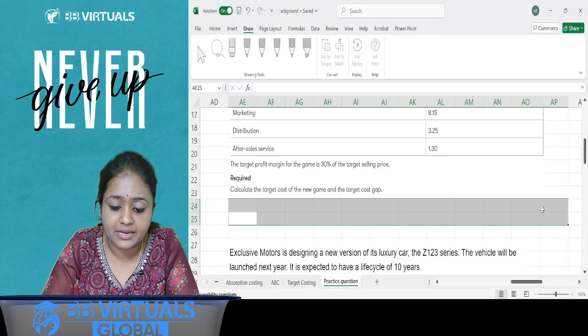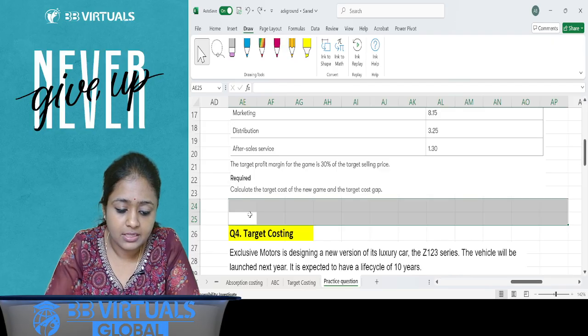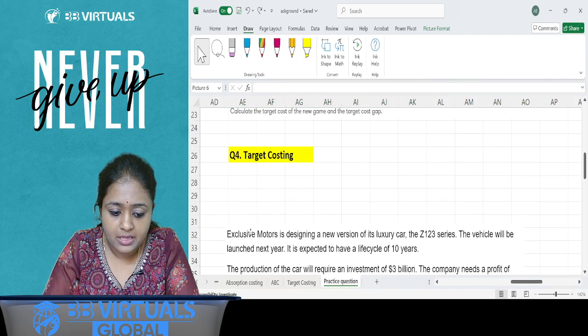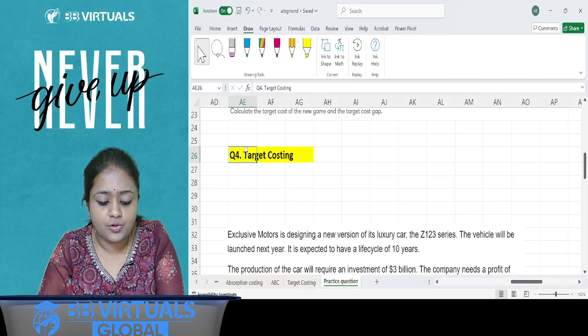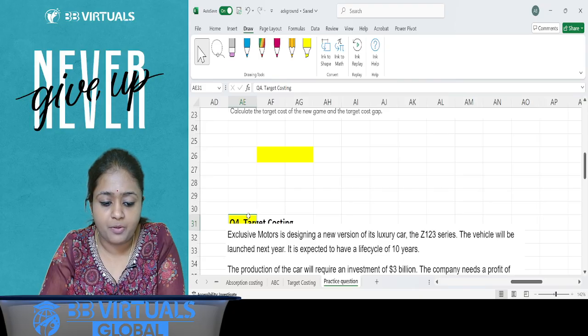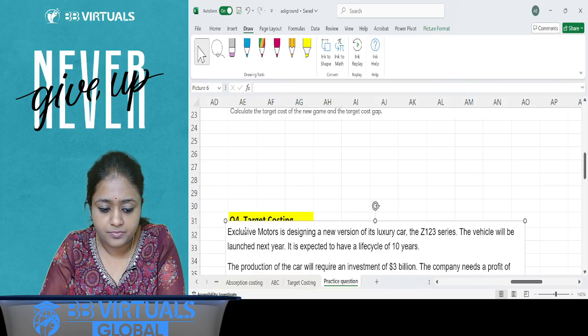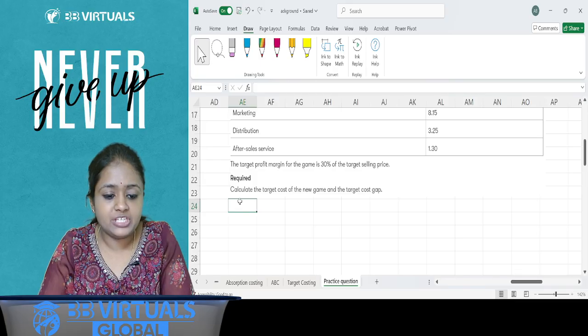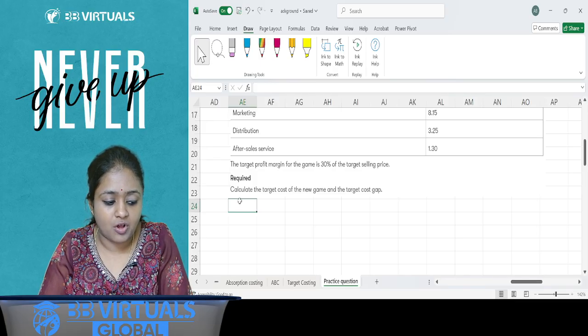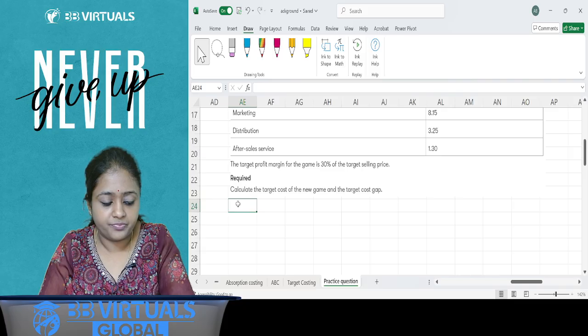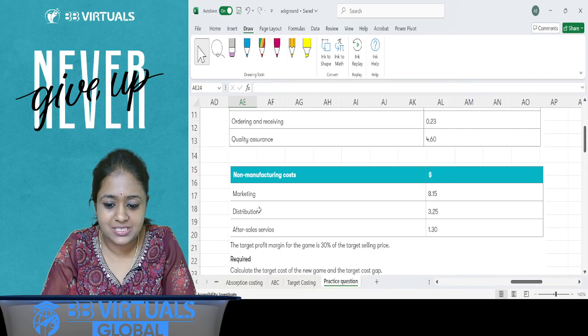So can we calculate target cost, guys? Can you put your answers in the chat box? What is the target cost? Put it in the chat box. What do you think is the target cost? Let's see if anybody can answer it. Guys, what is the target cost here?